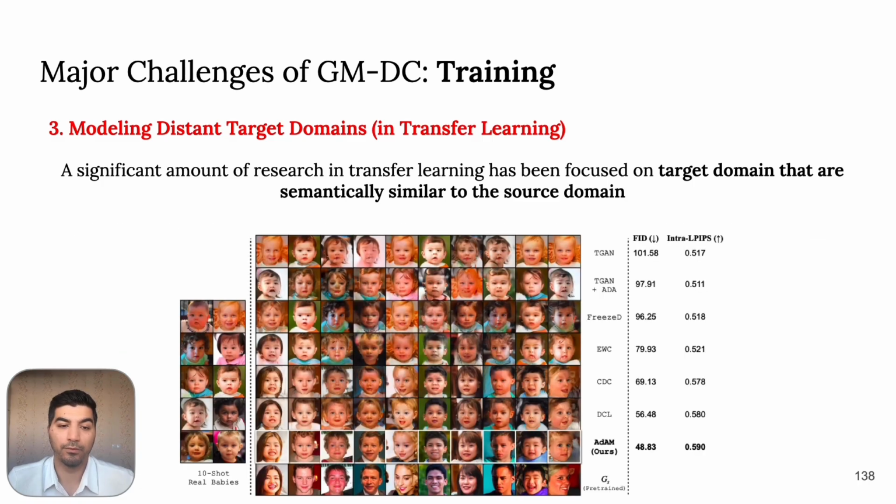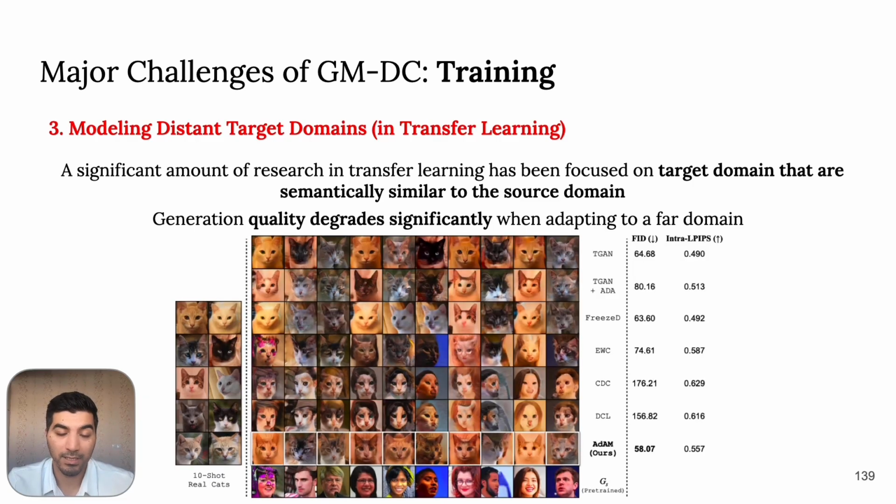Here's an example for 10-shot image generation, where the source domain is human faces and the target domain is babies. Most of the approaches are capable of generating good images here. But when we consider transferring knowledge from human faces to cat faces, the majority of the related works fail.